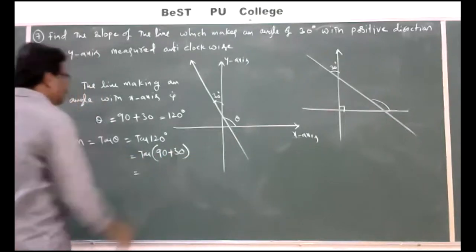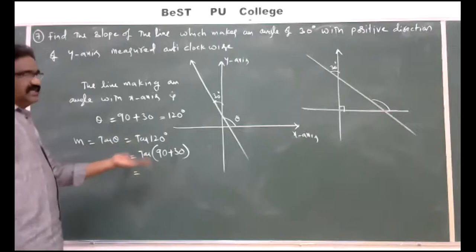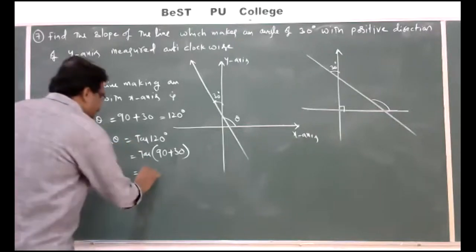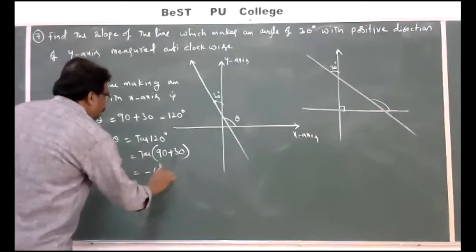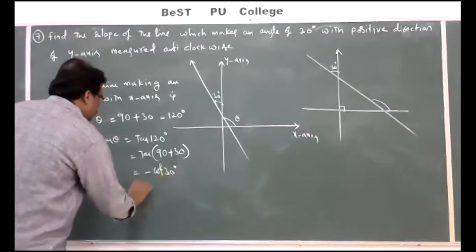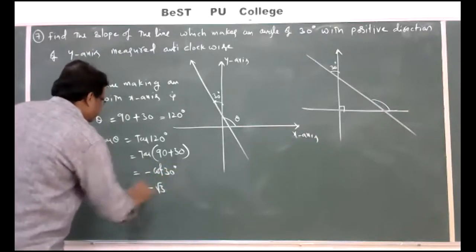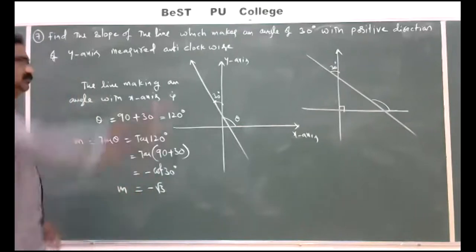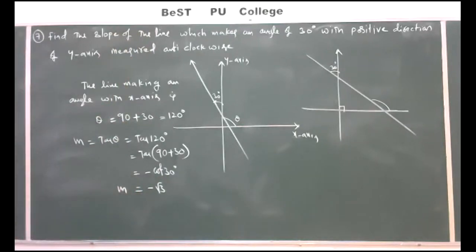Tan of 90 plus means second quadrant. In the second quadrant tan is negative. Minus, 90 plus becomes cot, you get cot 30. So minus root 3. Slope of the line is minus root 3.